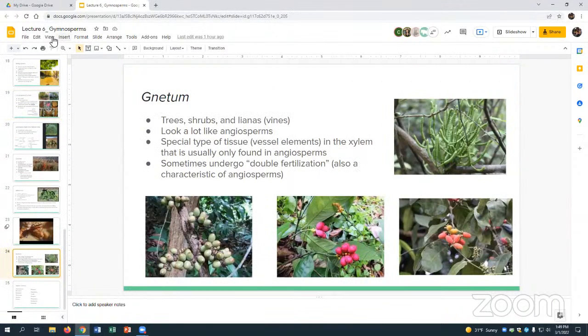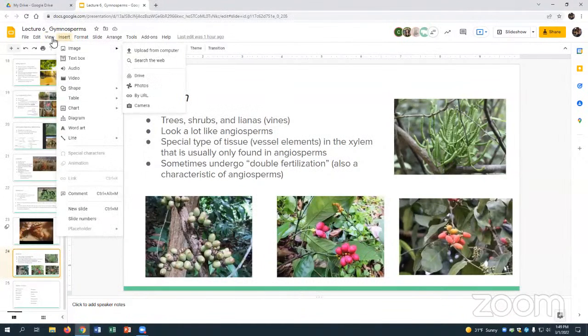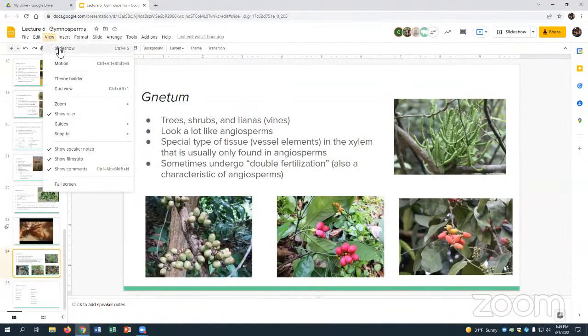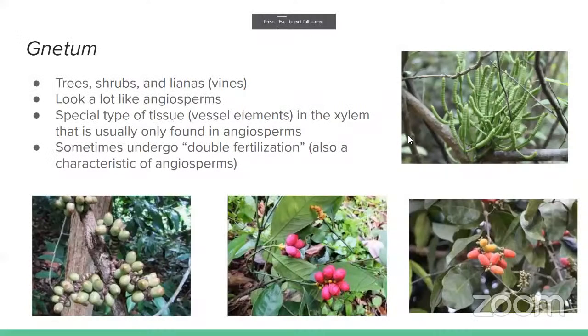Super weird looking, but also pretty cool. Okay, so our last group within our gymnosperms are Gnetum. So Gnetum are related to the Ephedra and the Welwitschia. They have a lot more examples. They come as trees, they come as shrubs, they also come as vines. The word liana really just means a vine. It's a more technical term.